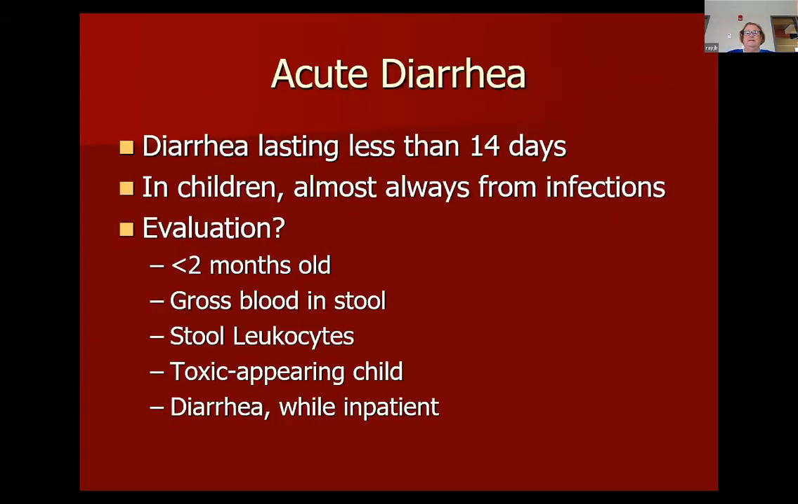Diarrhea lasting less than 14 days is considered an acute episode. In children, it's almost always from infection, but toddlers can sometimes get into what we call toddler's diarrhea, and it's controversial how long that has to last before you call it acute or chronic or call it toddler's diarrhea. I have some kids where it's less than 14 days, but I would still put it in the toddler's diarrhea category, because in 3-year-olds and 4-year-olds, it's almost always related to juice intake.